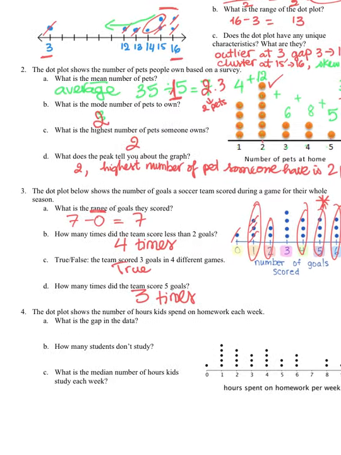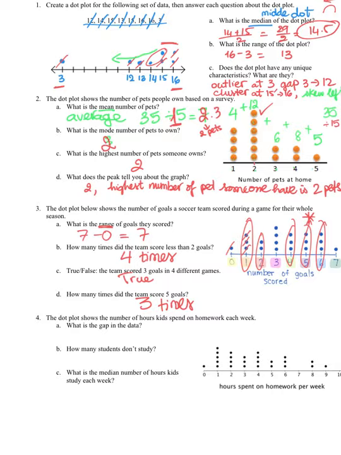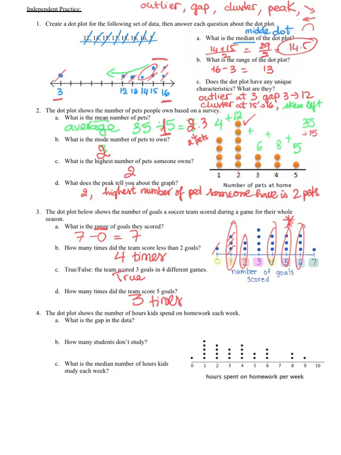Number 4, the dot plot shows the number of hours kids spend on homework each week. What is the gap in the data? So there's a gap right here at 7. How many students don't study? Don't study means they spend 0 hours. So there's 1 kid that doesn't study.